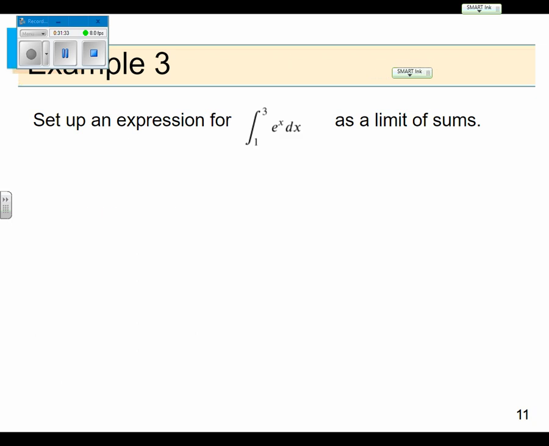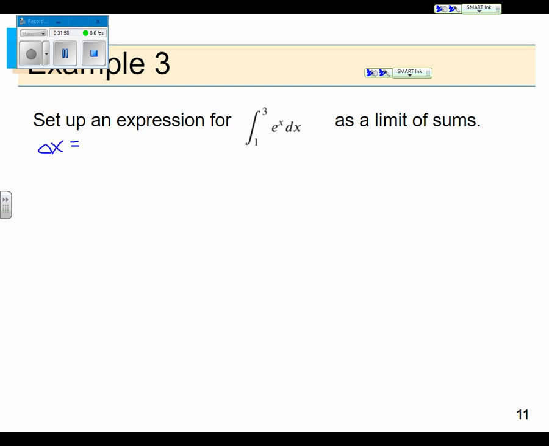To set up an expression for this as a limit of sums. So this is just wanting me to work it backwards. I want to work on setting up that limit again, just like we just did on that last example, part B, because I think that can be the trickiest part. And if you can't even get started right on the problem, it's going to be tough getting it to the end, obviously. Okay, so I'm going to go ahead and set it up.